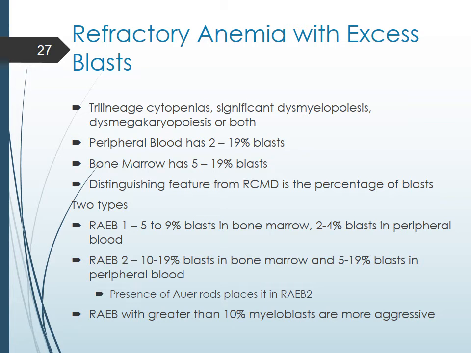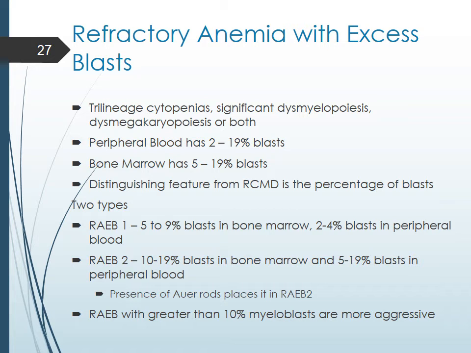Now, RAEB is distinguished from RCMD, the previous slide, by the myeloblast percentage. There are significant differences in the survival and evolution to AML that may occur. RAEB is divided into 2 types. You have the RAEB1 and RAEB2, and the differentiating factor is the number of blasts.